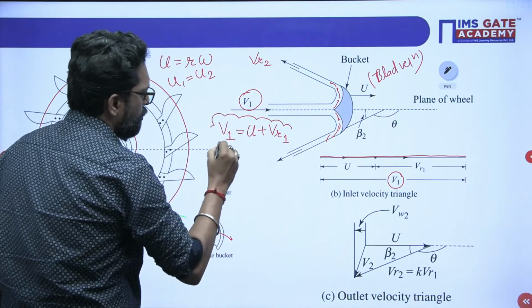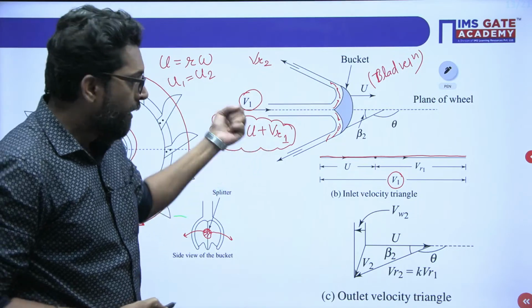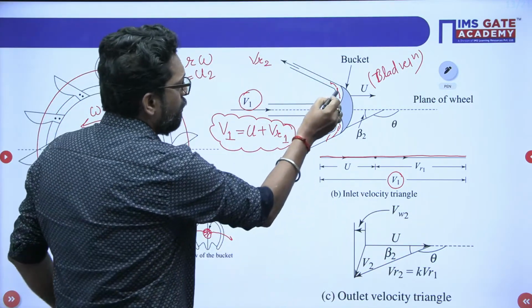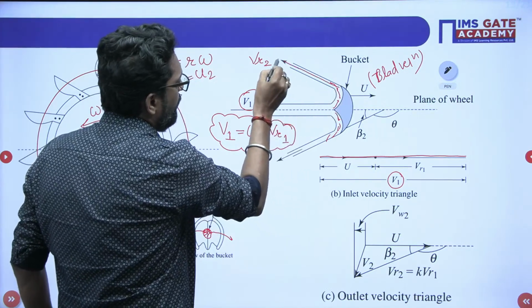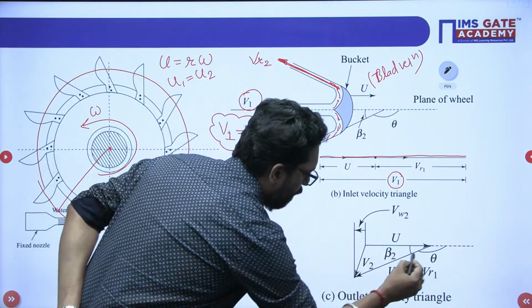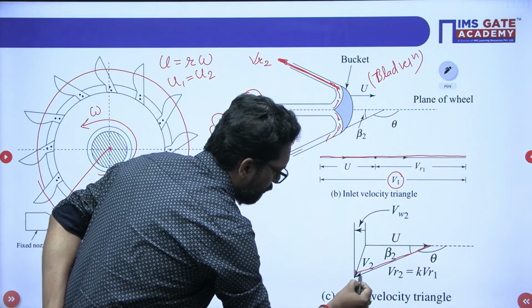That's it. This is your velocity at the entry to the nozzle. Now, this is the inlet. Now, if we take the exit triangle, from here the velocity going out is VR2. Let's suppose this VR2 velocity is out.